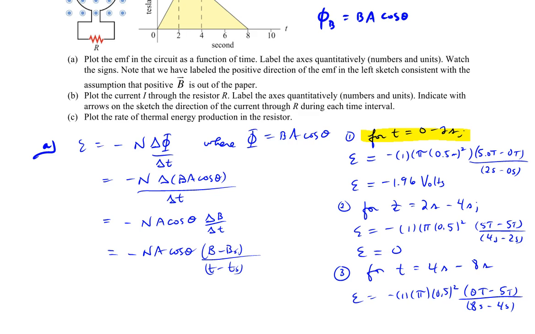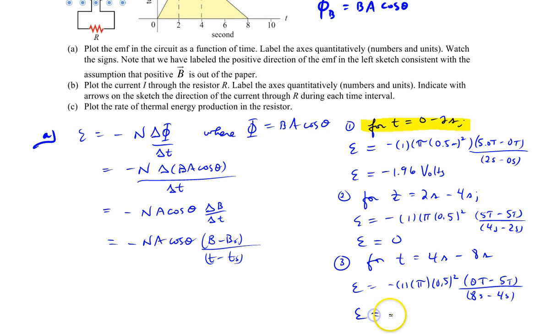And that will give us an answer of positive 0.982 volts. So from 0 to 2 seconds, we had an EMF of negative 1.96 volts. For t equals 2 to 4 seconds, no EMF. And for t equals 4 to 8 seconds, we have a positive EMF of 0.982 volts. So now we can go ahead and construct our graph.